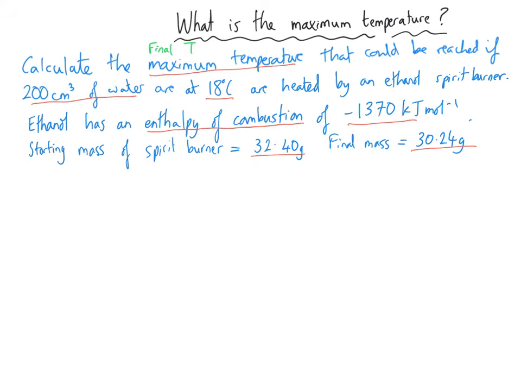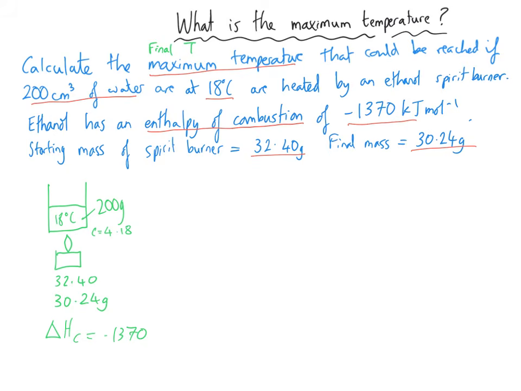We know that we're heating 200 grams of water. So let's quickly sketch the apparatus. There's our water. We've got 200 grams of it, and it is starting at 18 degrees Celsius. It's being heated by a spirit burner, and at the beginning it's got a mass of 32.40 and it goes down to 30.24 grams. And the specific heat capacity of the water, we aren't told necessarily, but we probably would be told that c is equal to 4.18. And we're also told that the enthalpy of combustion of ethanol is minus 1370.